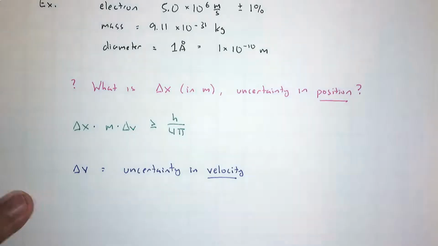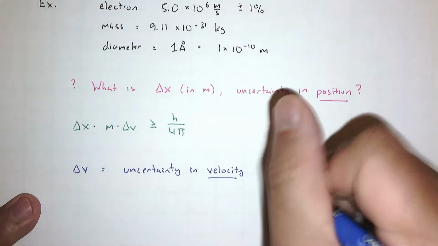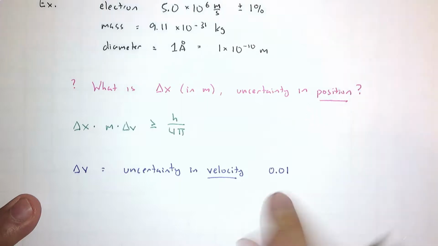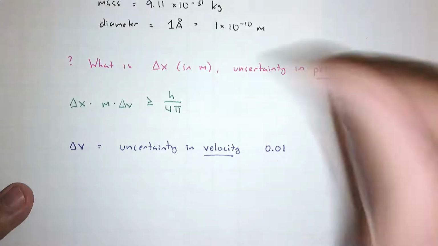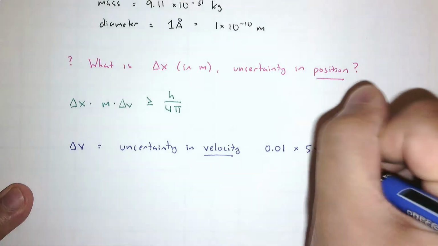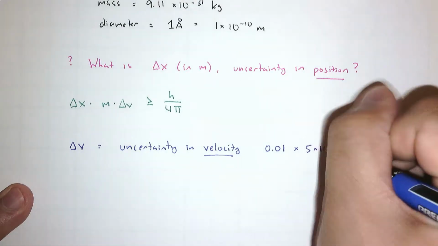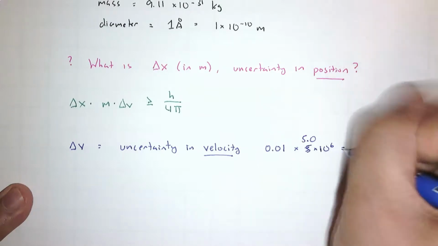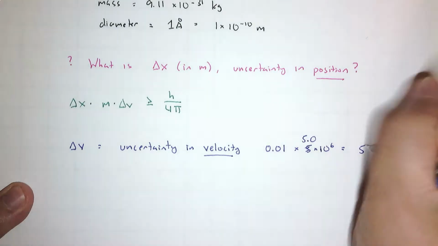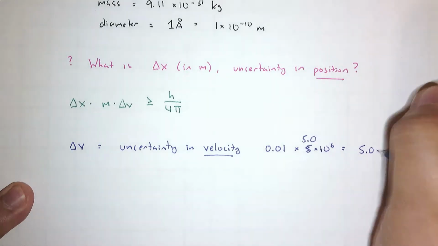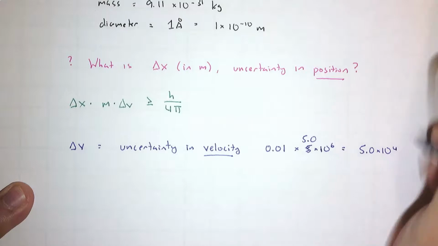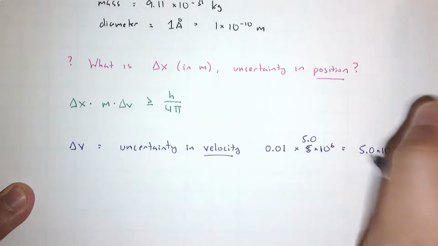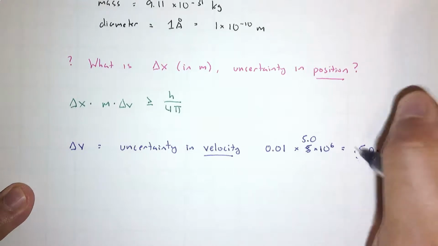And it's 1% of that speed. So we do have to multiply it by the decimal. 1% in decimal form is 0.01 times 5 times 10 to the 6. And I said 5.0 equals. That equals 5.0 times 10 to the 4 meters per second. Okay. So that's one part of the equation. And let me just put a dotted circle around it.